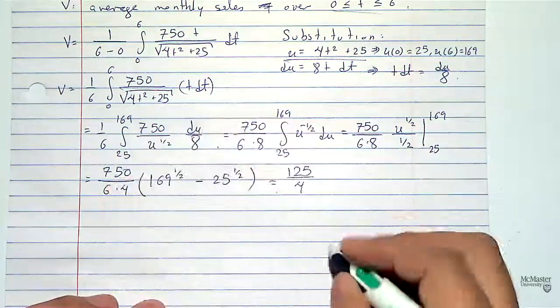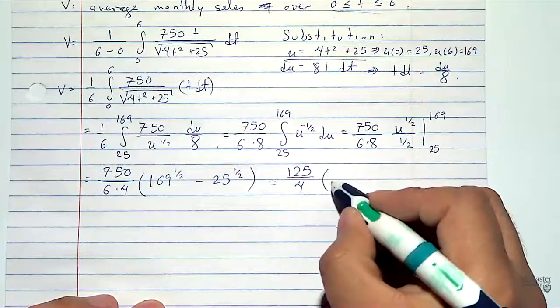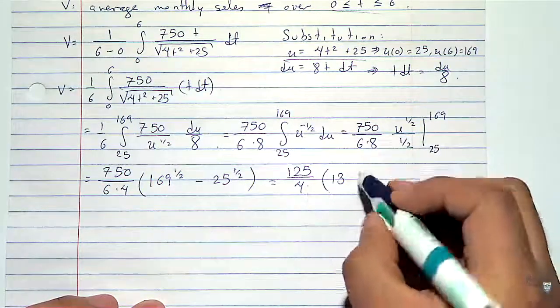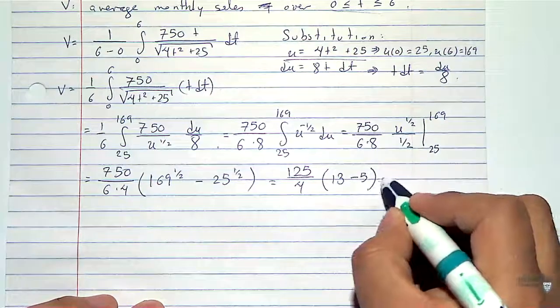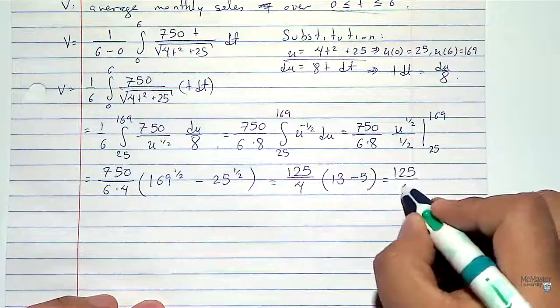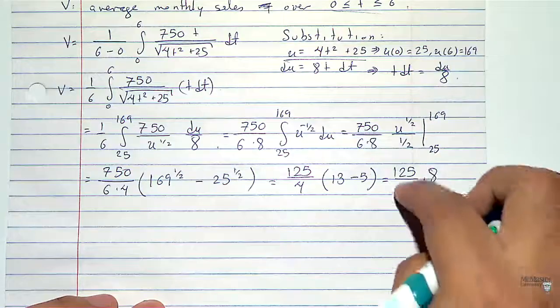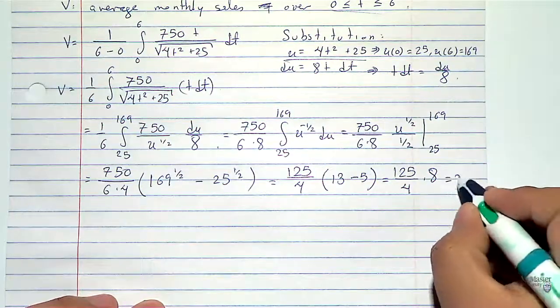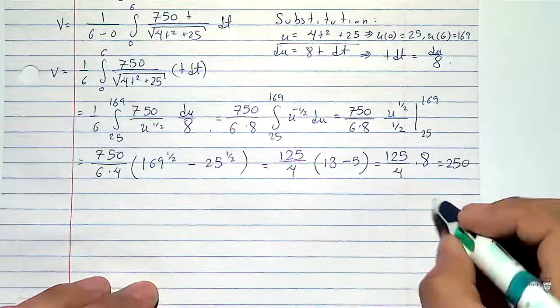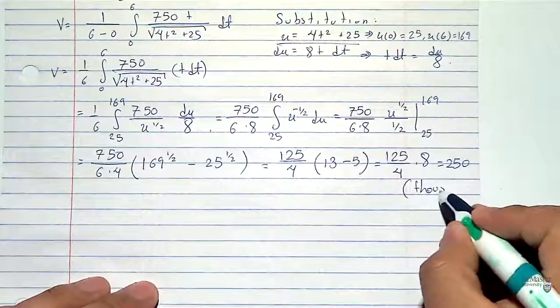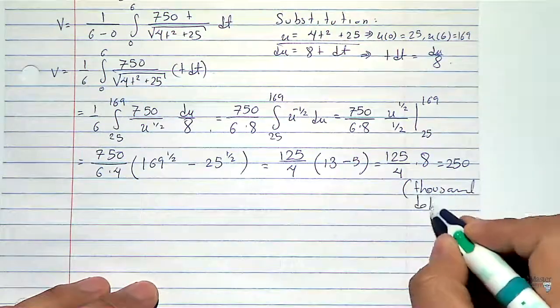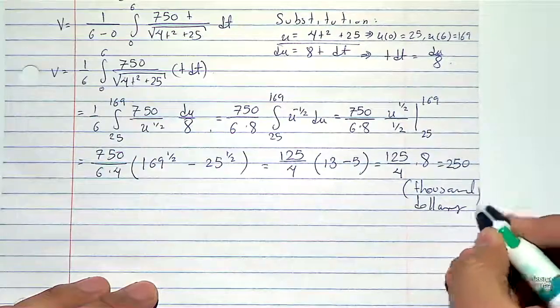If you divide by 6, then you have 13 squared to the 1/2, so you have 13. And then you have 5 squared to the 1/2, so minus 5. And so you have 125 divided by 4. And then there's a difference of 8 between these two. Then you do the division, and if you perform the integration, you have 250. The units of these are in $1,000, though, if you remember.